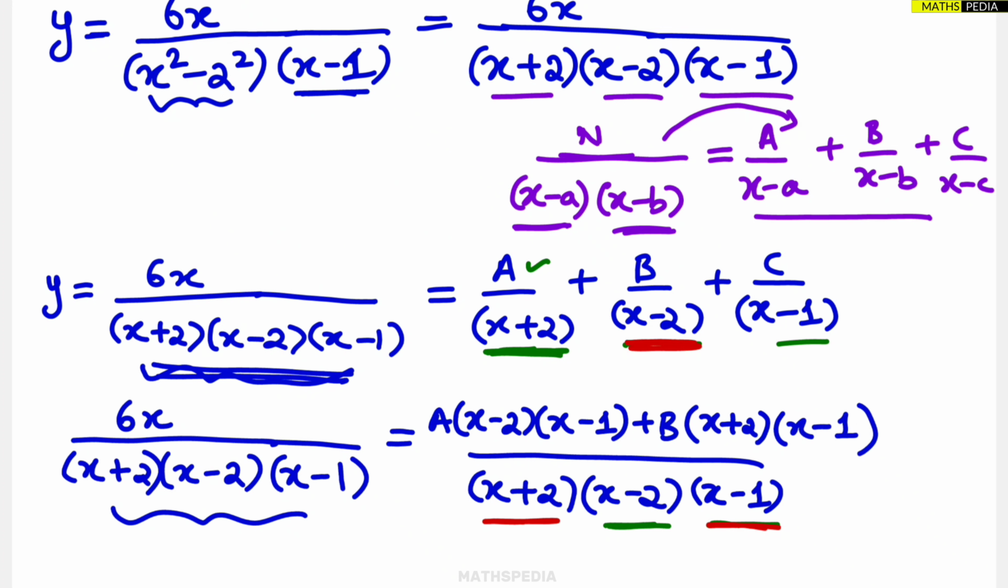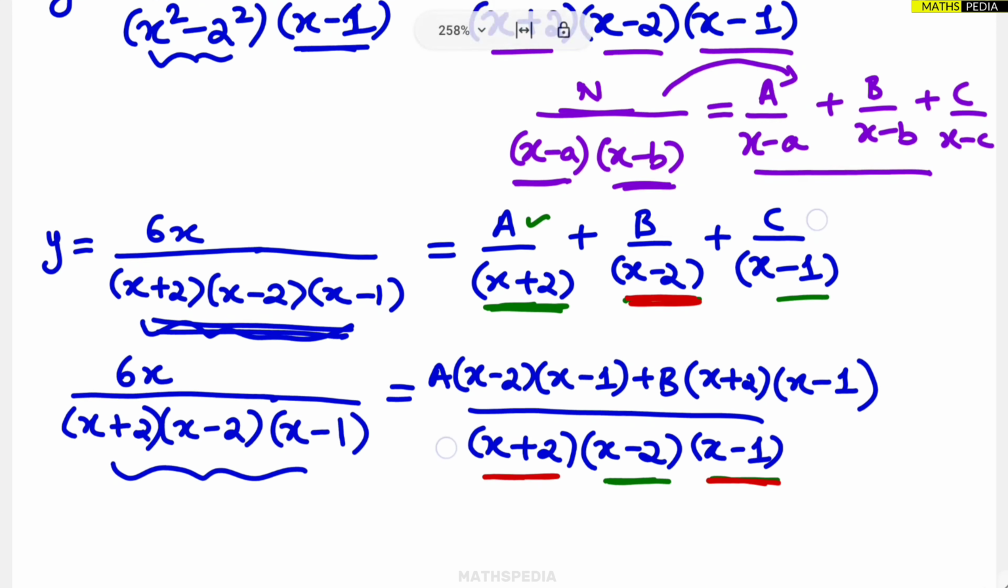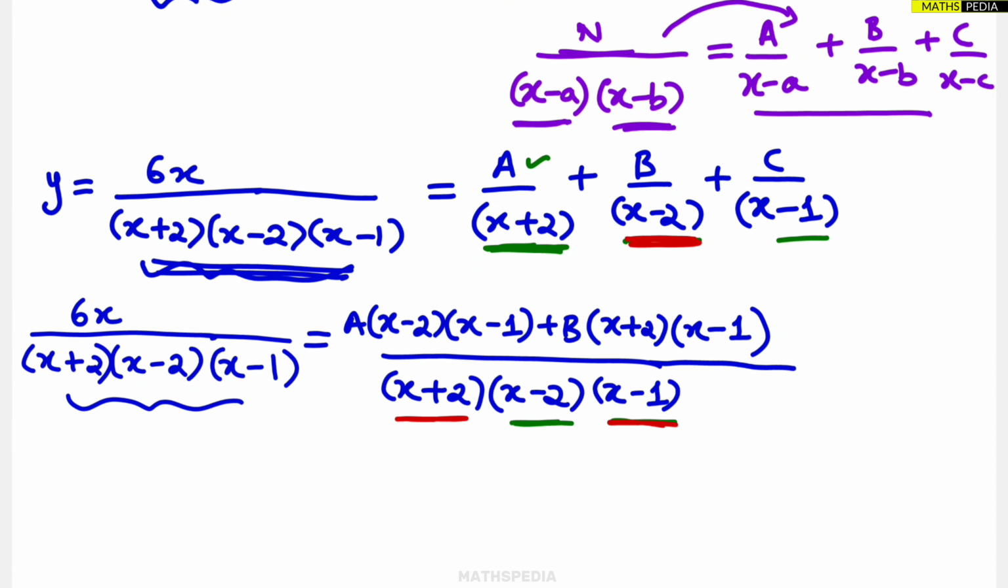That part is done. Now plus c, space is not there. So what will I do? Now plus c into, now below c, what is not there? x minus 1 is already there. So x minus 2 and x plus 2. Okay, this part is done.